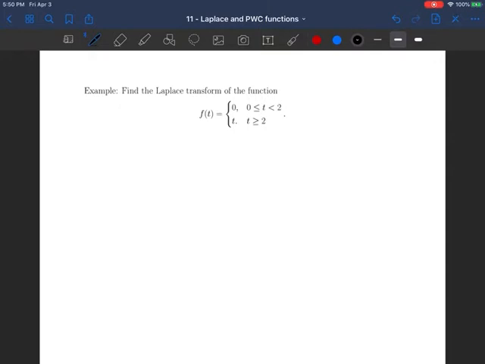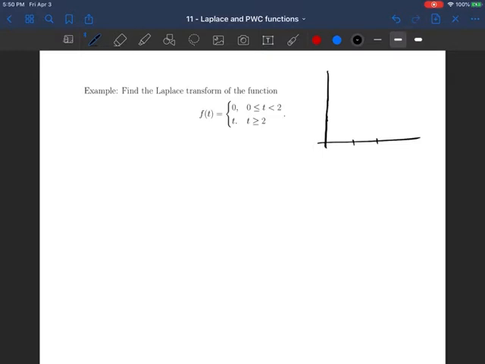Okay, let's try going with a different one. Again, another example. This time we're going to have a gap at the beginning. We're going to go 0 for a while, and then it will be the function t. All right, so let's take a look again. Always useful to have just an idea of what the graph looks like.